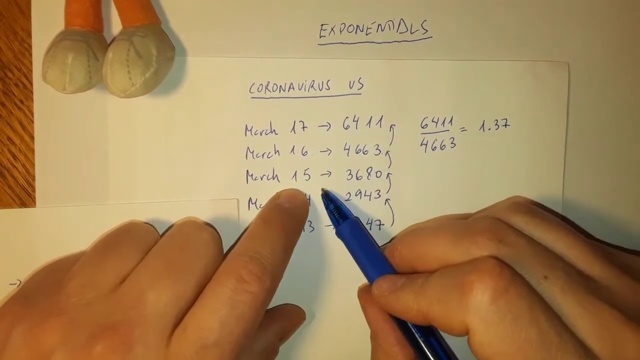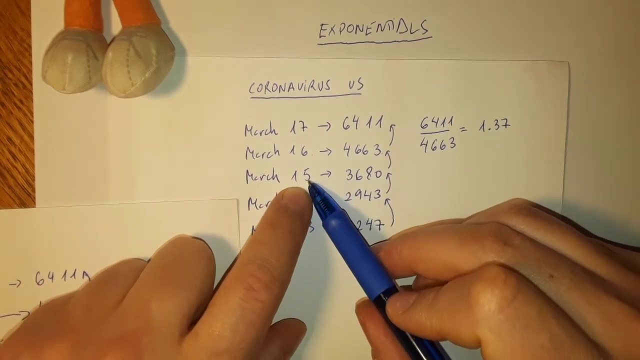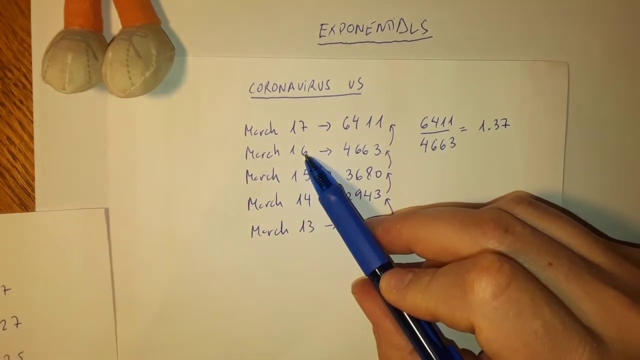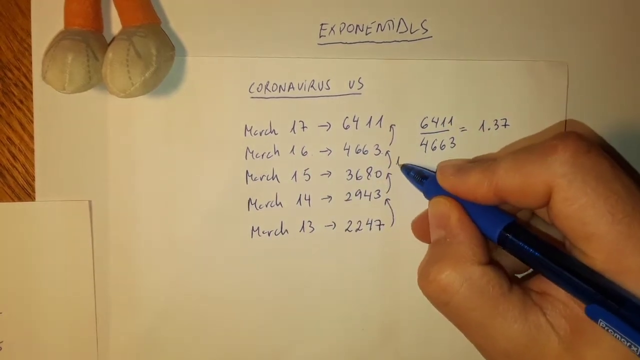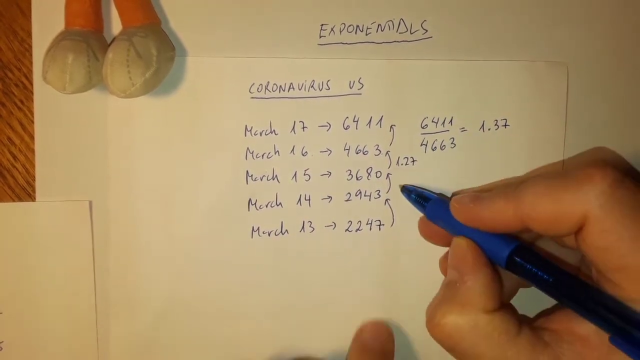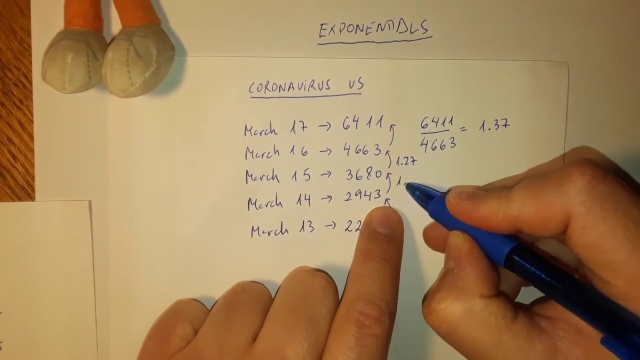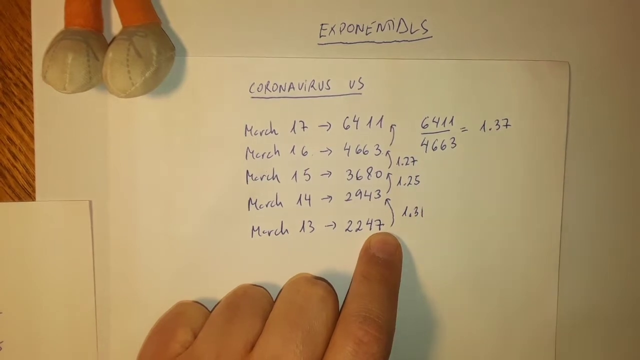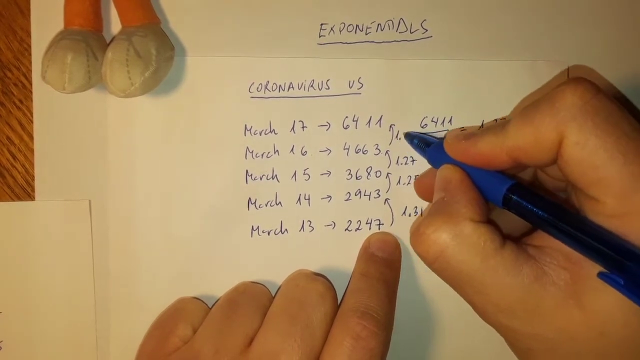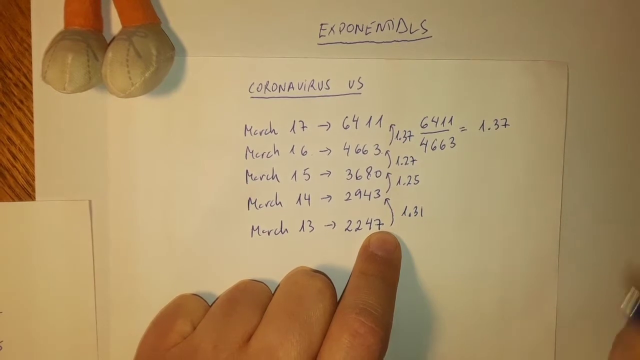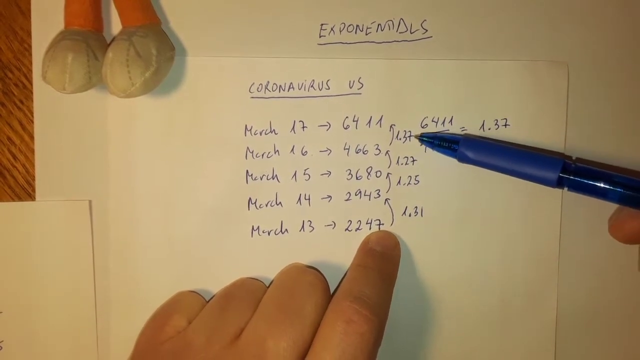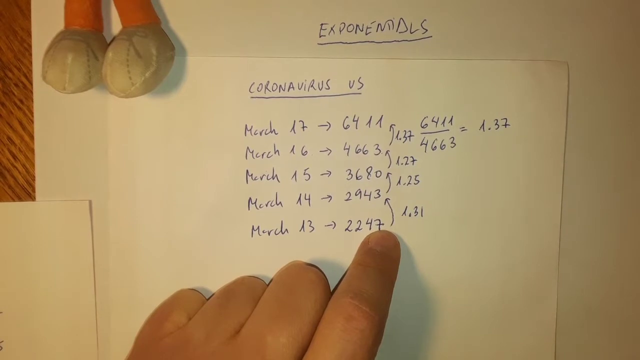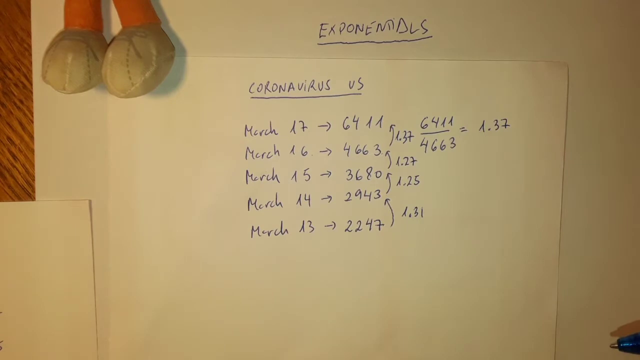Then if we do the same thing for March 15 to 16, we get 1.27. For this jump here, we get 1.25. For the day before, 1.31. And 1.37 for this jump here. So as we can see, it's close to 1.3. That's the jump we have every day. That means that we can use this math to predict what's going to happen tomorrow, right?